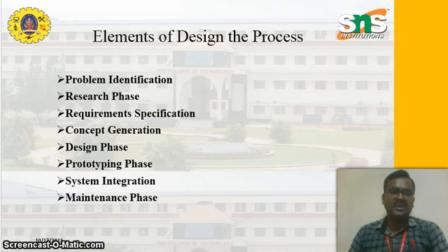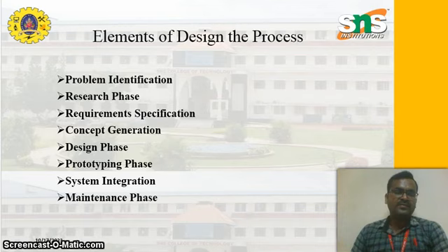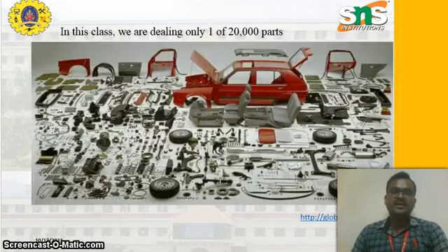After making this ideate or concept generation part, we can do the design process using AutoCAD or SolidWorks, and after that we can do the analysis using analysis software. After that only we can make the prototype phase. System integration and maintenance are the different phases of maintaining the design as well as our entire system. These are the general elements of the engineering design process.